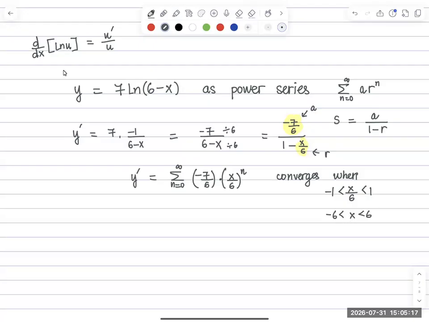However, the problem asks you to write y as a power series, not y prime. So the first step, you take the derivative. The second step, you need to take the integral to get back the function. So I'm going to integrate both sides with respect to x. When I integrate both sides, the left-hand side ultimately becomes y, because the integral of y prime is y, the reverse. Of course, plus c, but we can move the c to the other side, so we can ignore the c on the left-hand side and take care of the right-hand side.